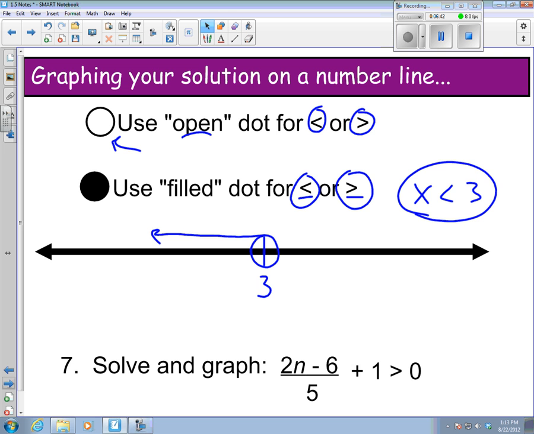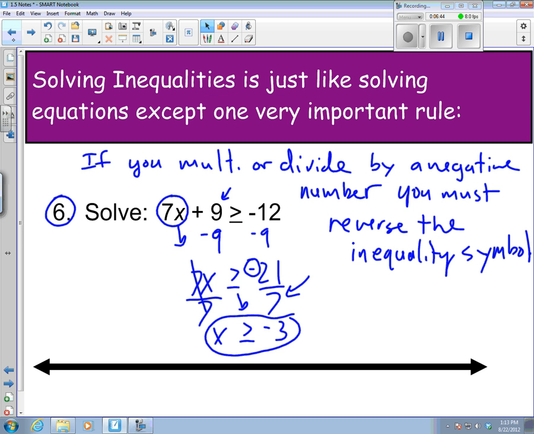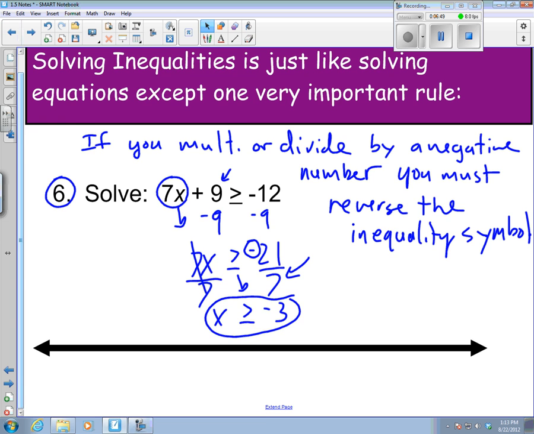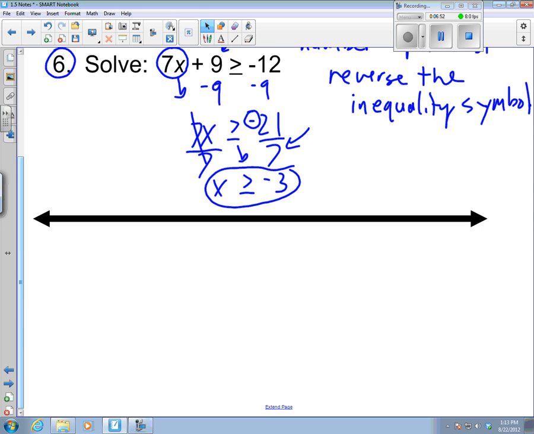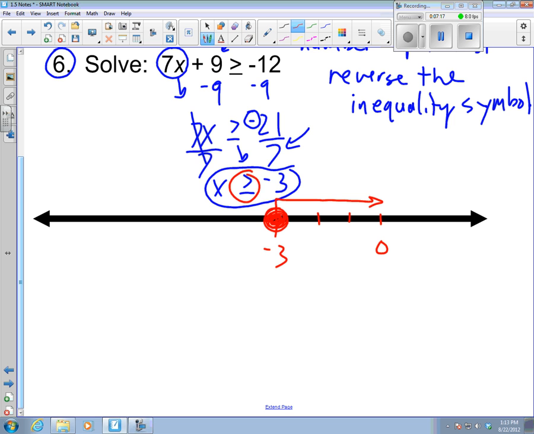Okay, so let's go back to our previous problem here. We solved this problem, and we got x is greater than or equal to negative 3. So negative 3 is part of the solution, so I'm going to put a negative 3 right here. It's greater than or equal to, so now negative 3 is part of the solution. So now we color it in. Think of a number greater than negative 3. There's negative 2, negative 1, 0 is greater than negative 3, so I would shade to the right.